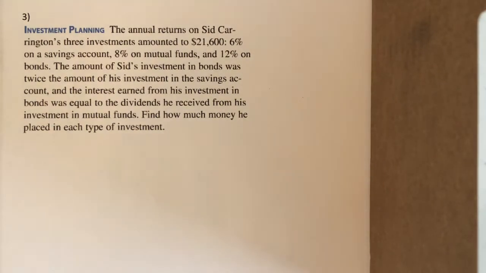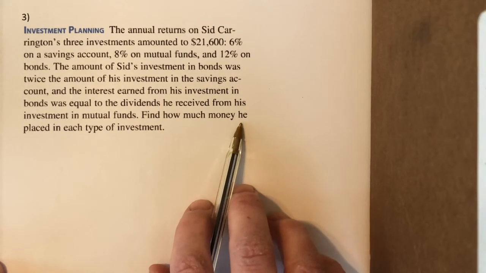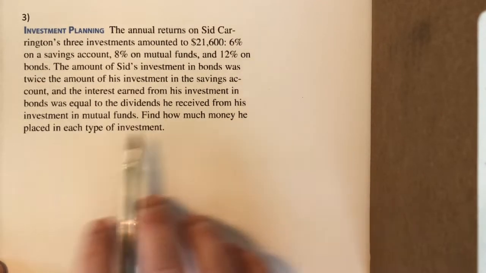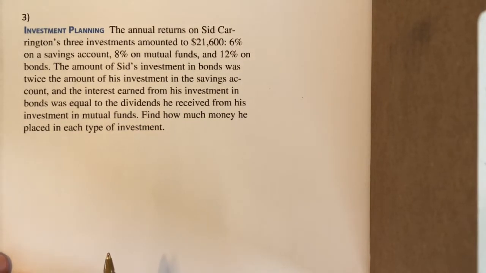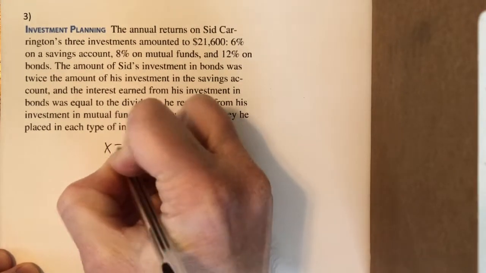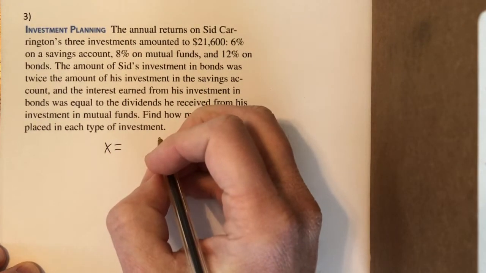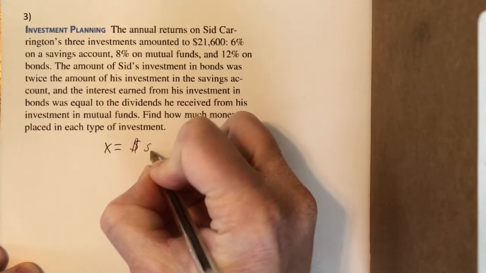Example number 3. So again, we read the given information. We're trying to figure out, ultimately in this case, how much money he should be putting in each type of investment. First things first, let's define our variables. So X is going to be the amount we're investing in savings.